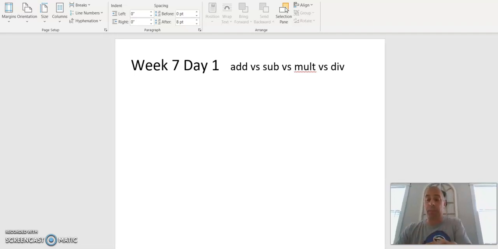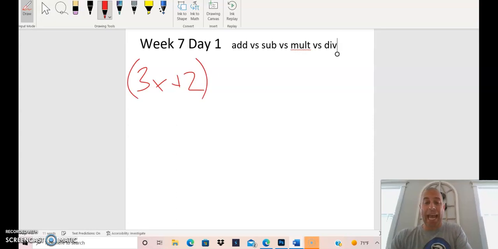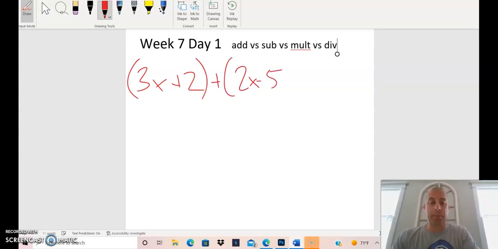So let's go after someone like this. Let's grab 3x plus 2, and we are going to add that together with 2x minus 5. Now, I've got them wrapped in parentheses to show that those are our binomials. So that's a package deal. It's not just a 3x and then a plus 2. It is 3x plus 2.